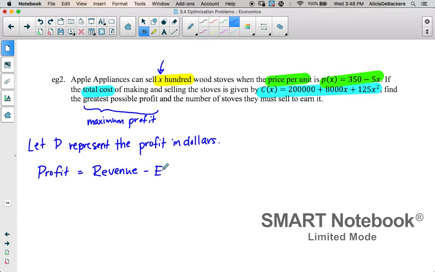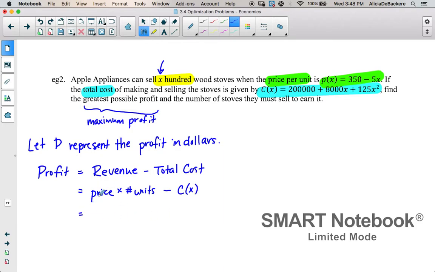And the total cost here, they're giving us the total cost as an equation here, so I'll write total cost even though we said it was expenses over there in the definitions. So we want the total revenue minus the total cost. So the total revenue is going to be the price per unit times the number of units. And then the total cost they actually just gave me, that's the C at X equation.